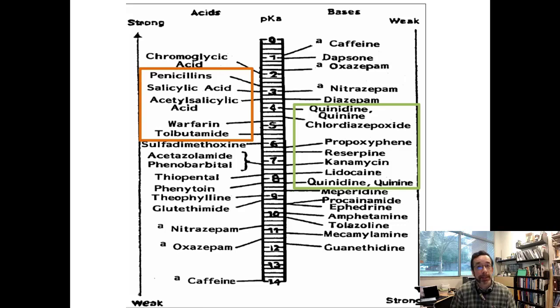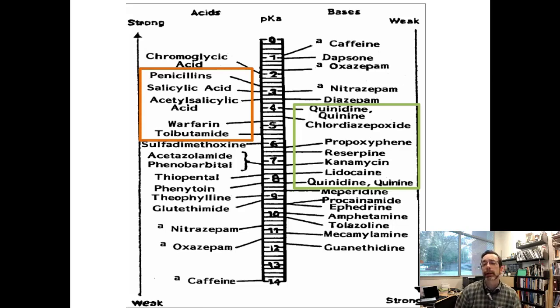acid drugs that have pKa's in the range of 2 to 5. So that would include penicillin, salicylic acid, acetylsalicylic acid. So aspirin, I believe this explains why aspirin passes so easily into the body from the stomach. Aspirin is an acid. A lot of acids will do that. Those are in the orange box on the left.